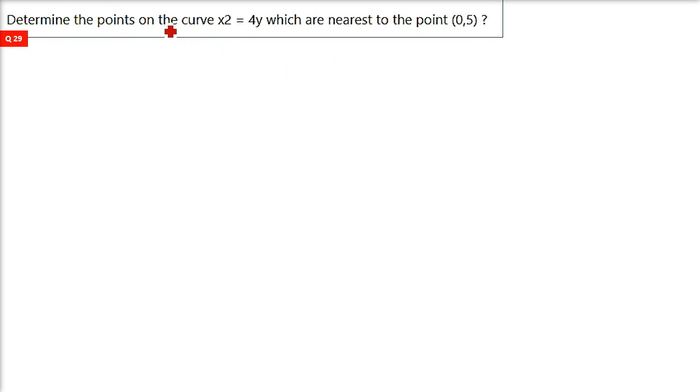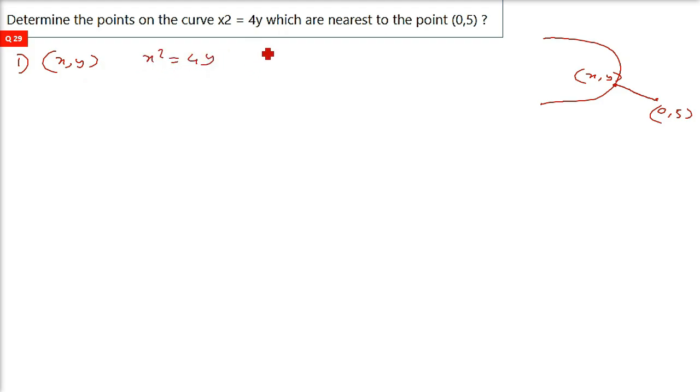So determine the points on this curve which are nearest to the point 0, 5. I know this curve x square equals 4y, and I would like you to tell me whether it is a parabola or a hyperbola or any conic section. So I randomly drew a shape. Call it x square equals 4y. Now there is a point 0, 5. Let us say that you have a point xy on this curve. Now this distance from xy to 0, 5 should be the lowest, minimum or nearest.